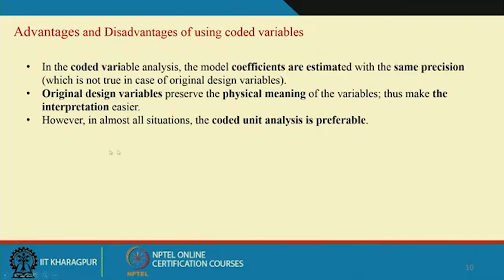Whatever the case may be, the coded variable is advantageous and preferable in analyzing experimental data, particularly in the 2 to the power k factorial design situation, because you have already seen that even if you have the regression equation or response surface in coded variable terms, it can be converted to original variables quite easily.